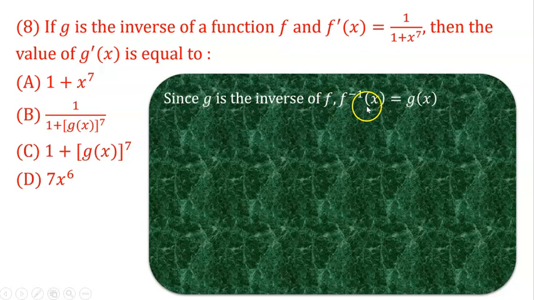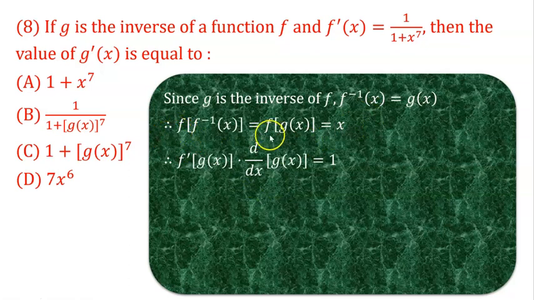Now here we have g is the inverse of f. f inverse of x is equal to g of x. If we take the f function on both sides, then what is the value of f of f inverse of x? It is x. And hence x is equal to f of g of x. From f inverse of x equal to g of x, we get x is equal to f of g of x.